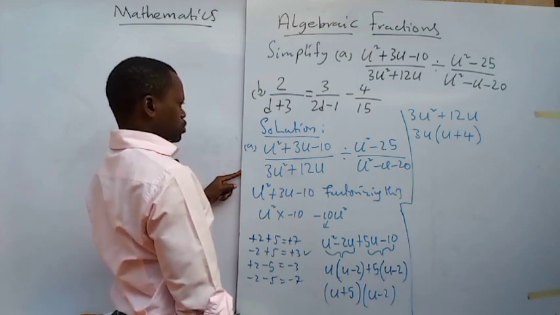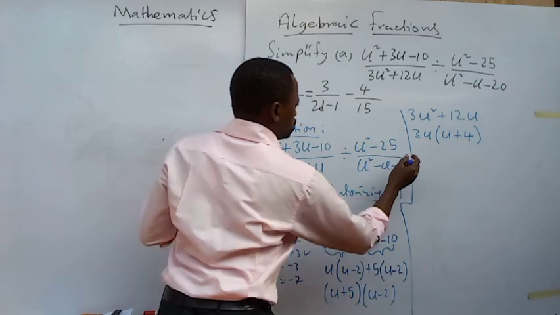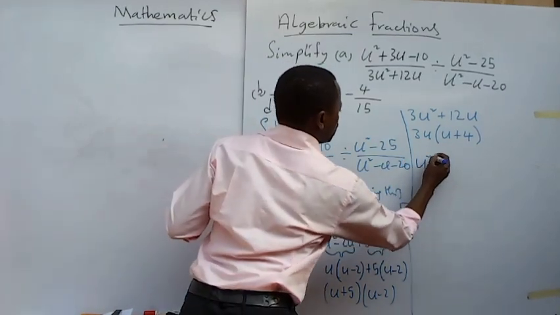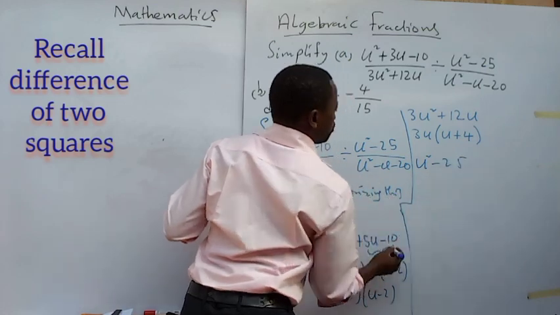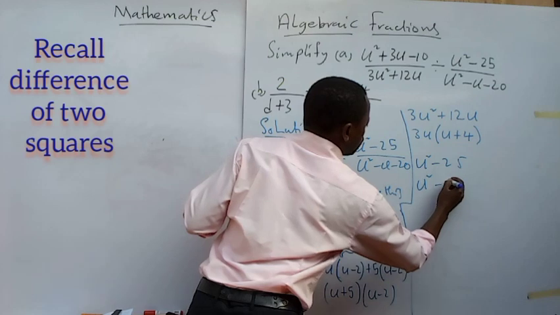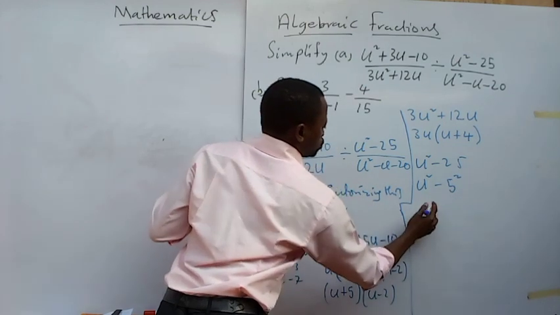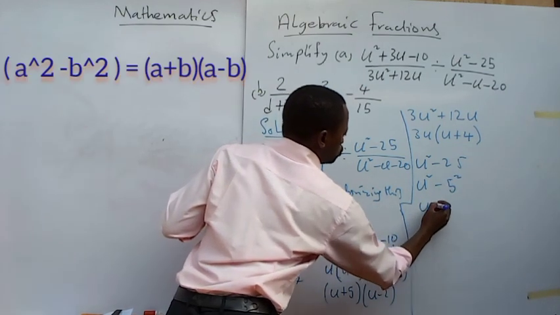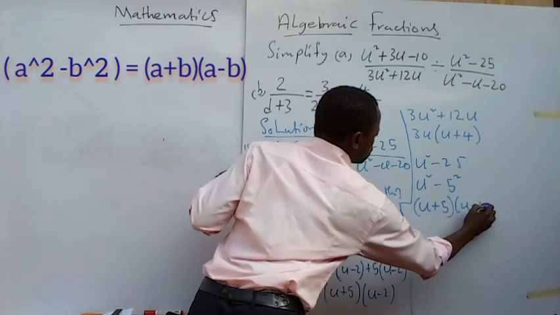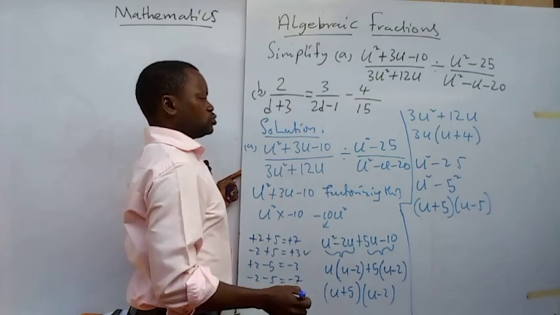Yeah, you can keep that one too. Okay, and then come back to this. You also know that u squared minus 25 can be written as a difference of two squares. That is u squared minus 5 squared. And this expression is the same thing as (u plus 5)(u minus 5). That's the difference of two squares.